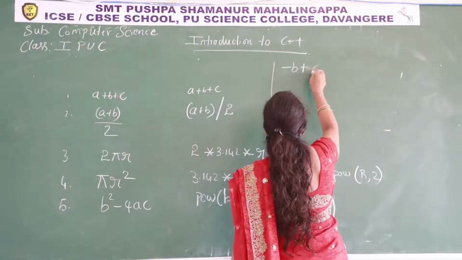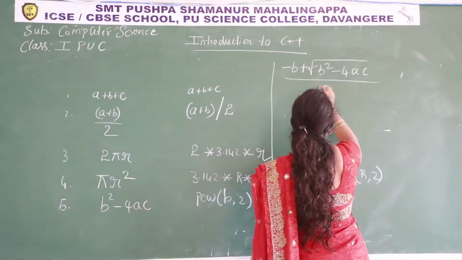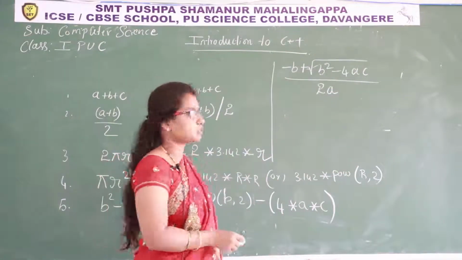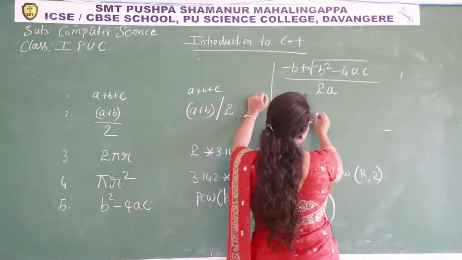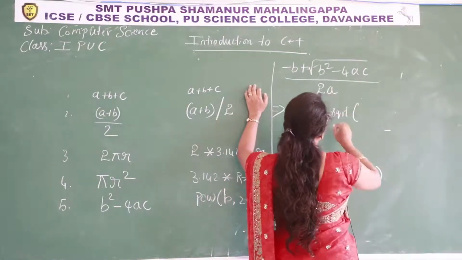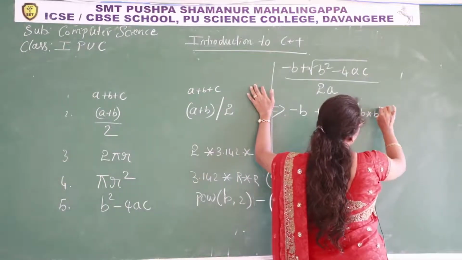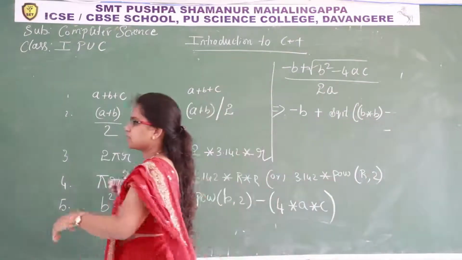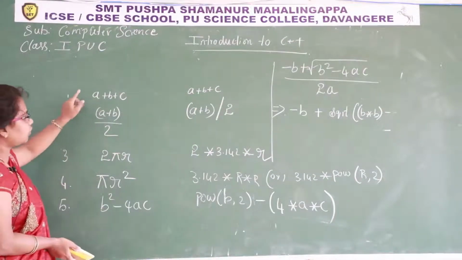Minus b plus square root of b square minus 4ac, whole divided by 2a. How to write this expression in C++? I'll write here. Minus b plus sqrt of b square. I'll write b star b in a parenthesis, minus, so I don't have space there, I'll write here. I hope you have written this. All of you write this.